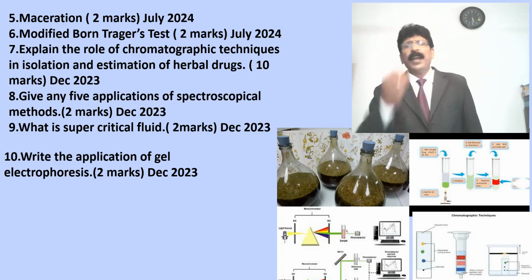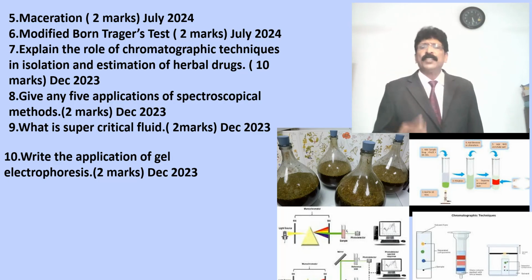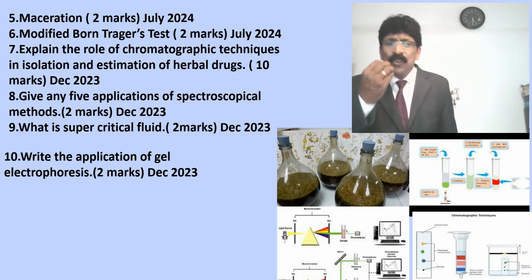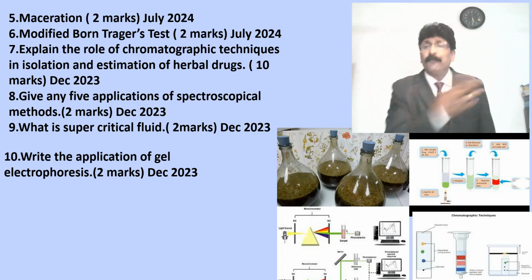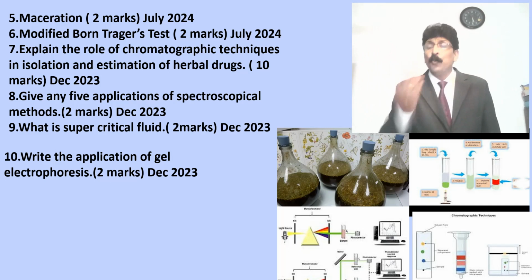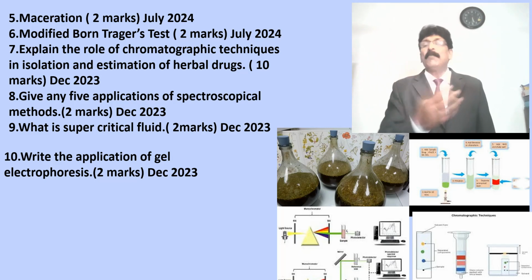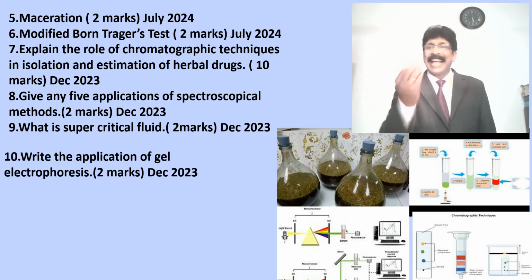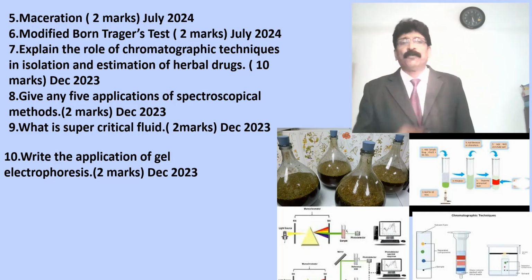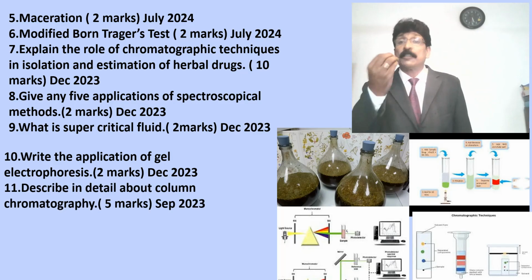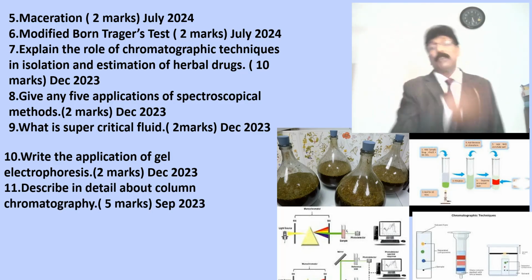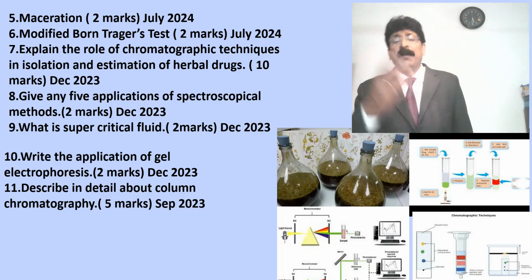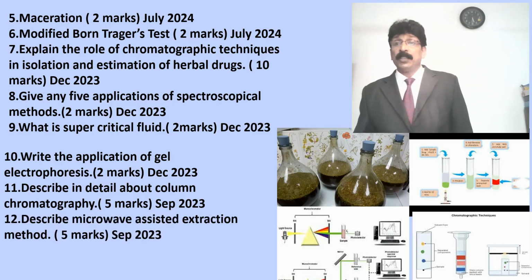So it's a very good, interesting forensic technology which belongs to gel electrophoresis, and for herbal formulations and herbal techniques, it can be applied to find out which herb contains particular constituents by means of electrophoresis. That is a 2-mark question. It's an interesting subject which you should explain in detail, along with column chromatography. We will discuss the 5-mark question they asked in September 2023.